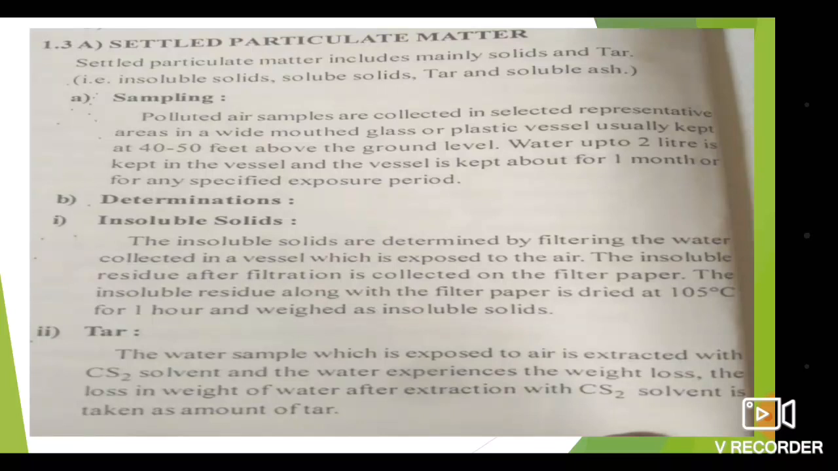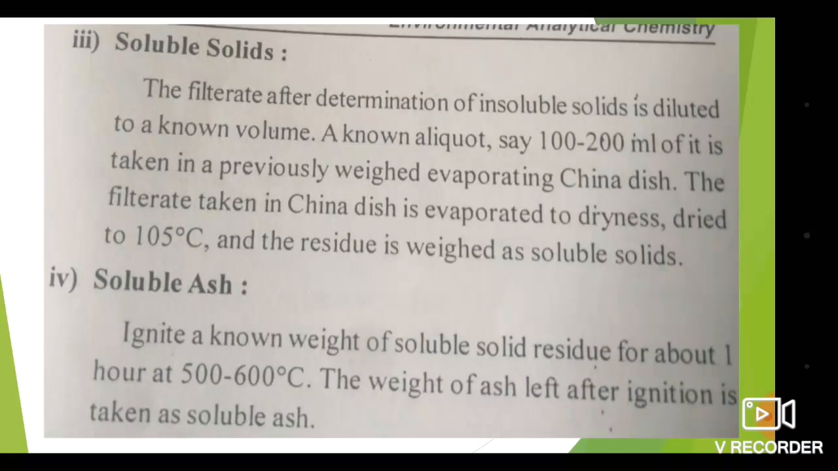It is the extraction method, because the water exposed with air is extracted with the CS2 solvent, which is an organic solvent. Then the tar gets associated with CS2, and the water shows a loss in weight, and this loss in weight is nothing but the amount of tar present in the given air.